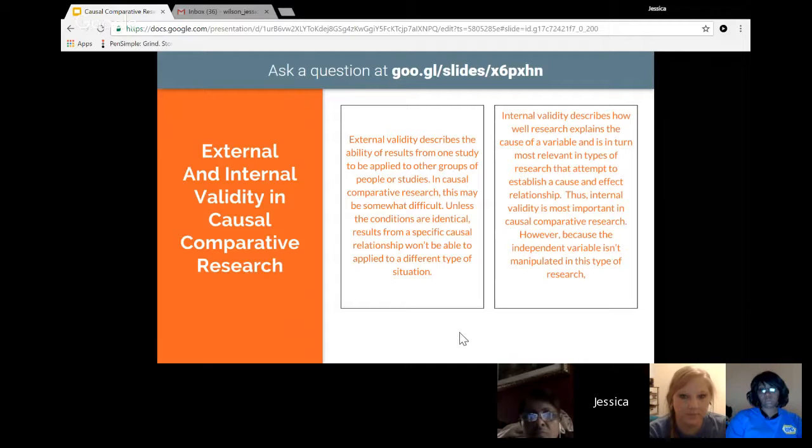However, because the independent variable isn't manipulated in this type of research, I don't know why that got cut off. I'm sorry, guys.